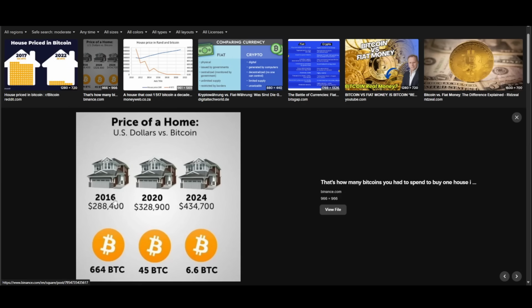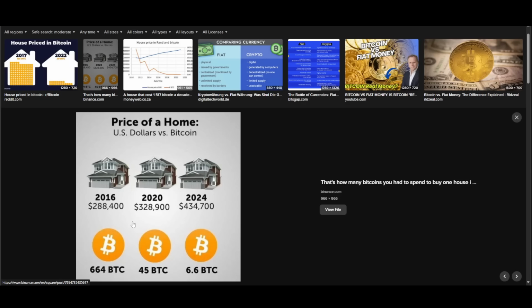Want to compare dollars to Bitcoin? You can see that back in 2016, average price of a house, $288,400 in the United States. And then 2020, $328,900. 2024, $434,700. So every 4 years, you can see that it's going up. Now let's look at Bitcoin. So in Bitcoin, it's going down: 664, 45, 6.6. And now it's probably what, 4? Like 4.5, maybe 5. So it's decreasing over time while fiat is increasing over time.